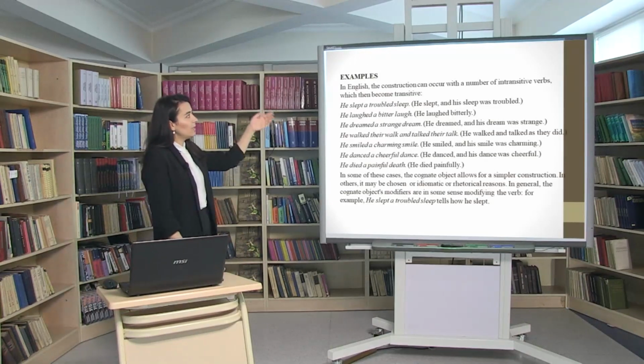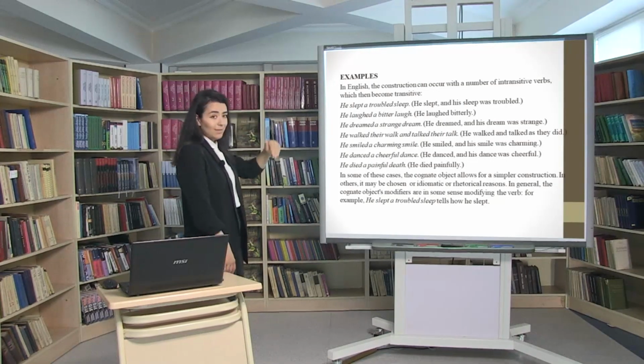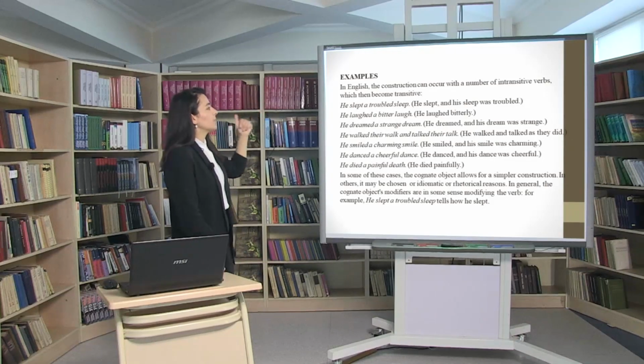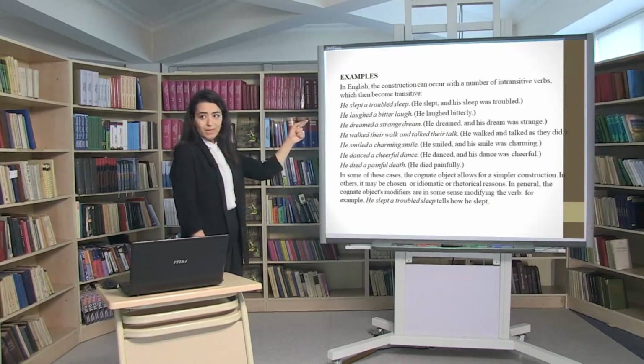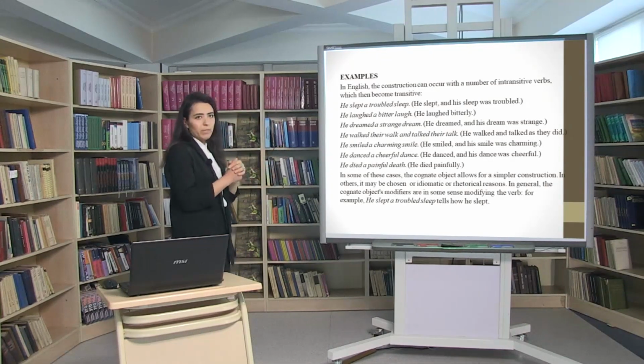And at the end, I would like to look through our examples for the last time. In English, the construction can occur with a number of intransitive verbs, which then become transitive. For example, he slept a troubled sleep. It means he slept and his sleep was troubled. The next one, he laughed a bitter laugh. It means he laughed bitterly. And he dreamed a strange dream. He dreamed and his dream was very strange, I can say.